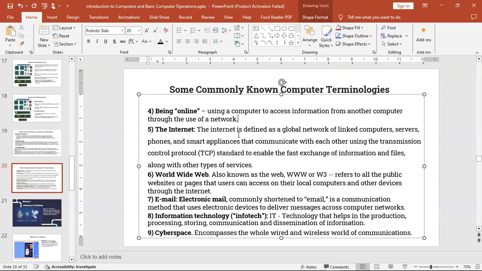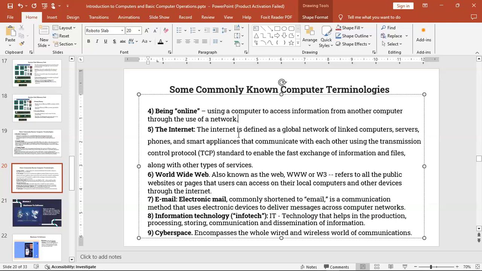World Wide Web, also known as Web, WWW, refers to all the public websites or pages that users can access on their local computers and other devices through the internet. So you see that for you to use the World Wide Web, you must use the internet. The World Wide Web is accessed through the internet.